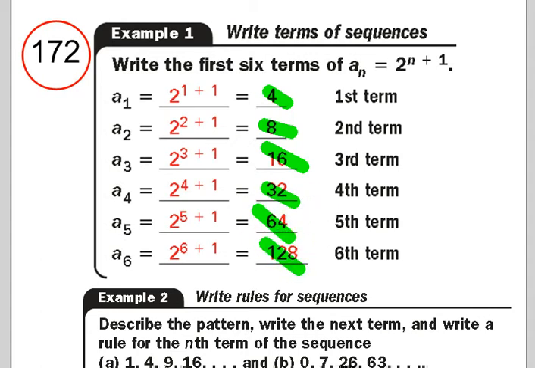So another way I can name this sequence recursively is a sub n is equal to 2 times a sub n minus 1. Okay, so both of these rules represent the exact same sequence.